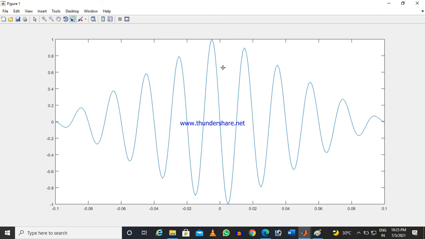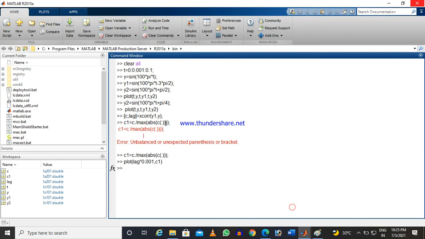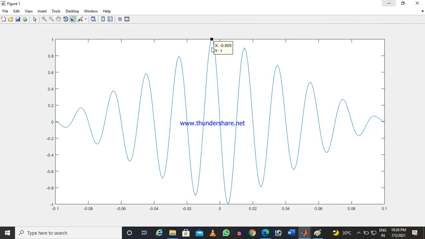So what is that point? Let us see that. You see it is minus 5 milliseconds. So which signal did we take? We took the y1 signal. For y1, if you see, it is 2 pi, then it is pi, then minus pi by 2. That means it is lagged by 5 milliseconds, so that is why it is coming at 5 milliseconds. Let us see the same thing for the other signal.